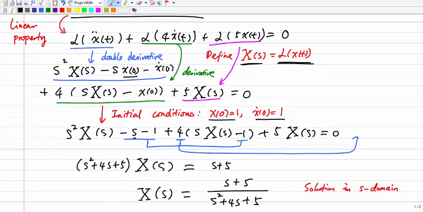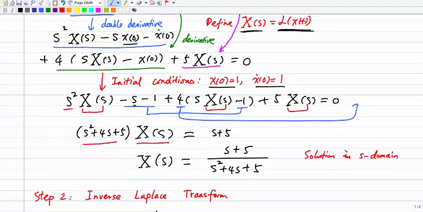Now I'm pretty much done with this equation, so I just have to clean it up a little. I put all the X(s) terms on one side, with all the coefficients, 4 times s and 5, put together. All other terms that are not related to X(s), I put on the right hand side. So I have negative s plus 1 and also negative 4. Moving them to the right hand side, it becomes positive s plus 5. Now I can find the solution X(s) in the s domain: s plus 5 divided by s squared plus 4s plus 5. So that's the solution in the s domain.